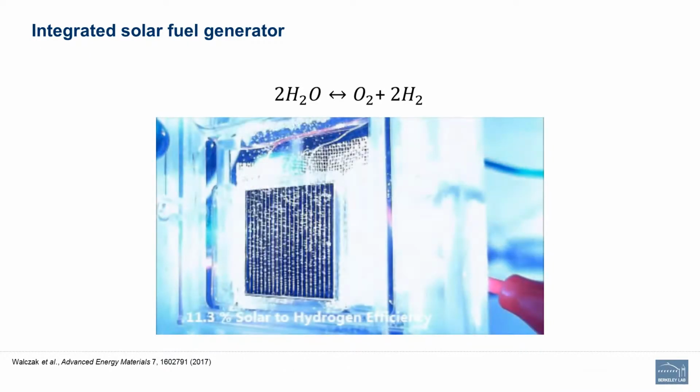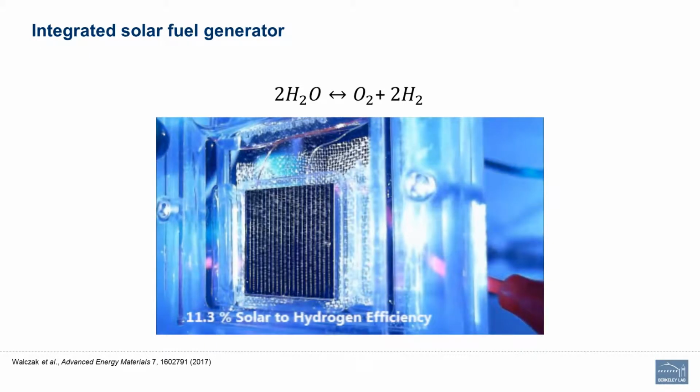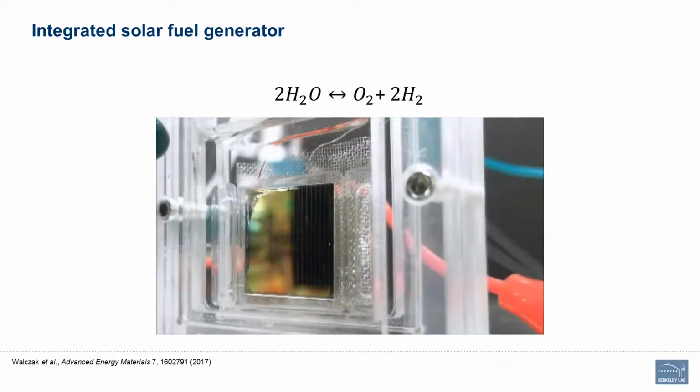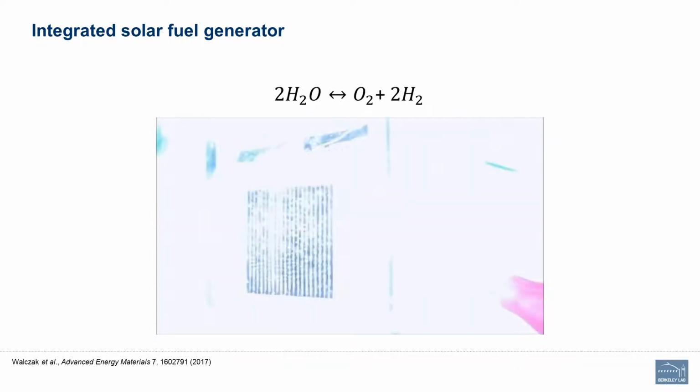We switch on the light, and then you see those bubbles that are hydrogen bubbles produced at the semiconductor surface, which is interfaced with a catalyst. So this looks quite simple.